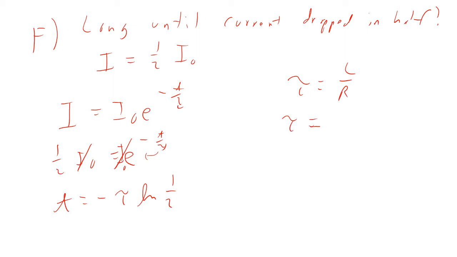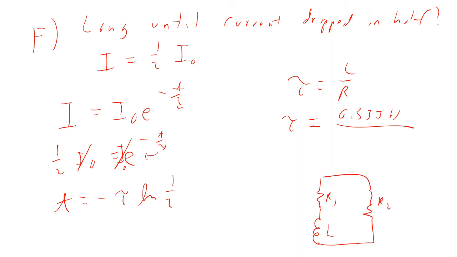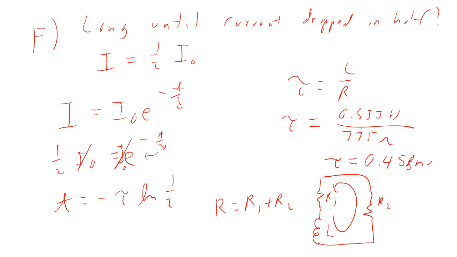Okay, but it's the exact same inductor, 0.355 henries. But R is now both resistors, because now if you look at the circuit, we've got R1, we've got the inductor, we've got R2, so the current is going through both of them. So the R in the circuit here is going to be R1 plus R2. So that would be 775 ohms. So now the tau, in this case, as we're collapsing, is going to be equal to 0.458 milliseconds.